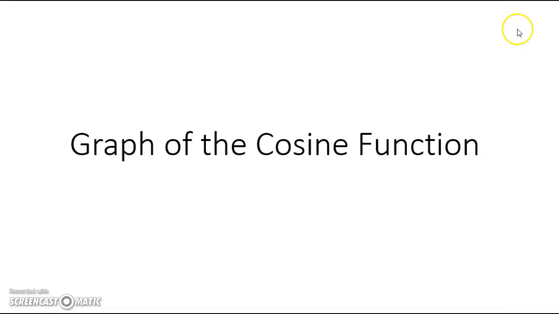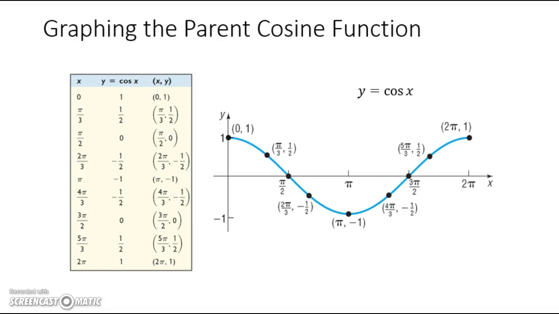Today we're going to look at the graph of the parent cosine function. We want to see what changes happen there, what the parent function looks like, and how the unit circle affects what this graph looks like. So here is just one period of the parent function for cosine.